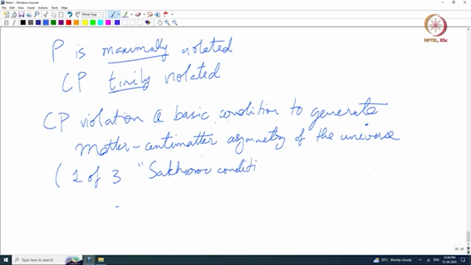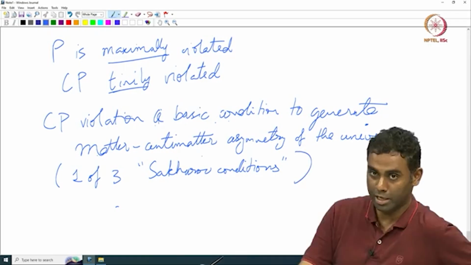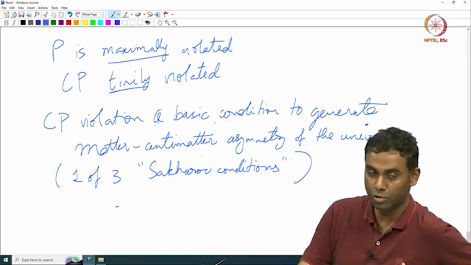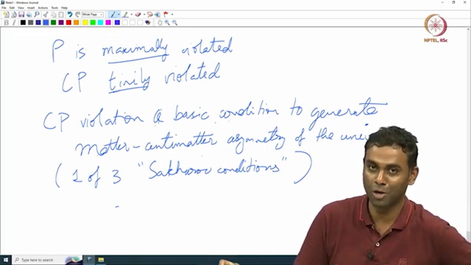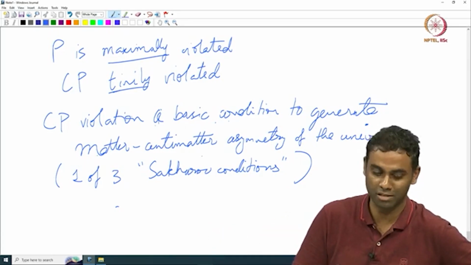Turns out you need C violation, CP violation, and all processes in the early universe to be out of equilibrium. These are the 3 conditions. We are not going to go into that here, but it is one of the 3 basic conditions that you need to create that matter-antimatter asymmetry. If there had been no CP violation, matter and antimatter would have been of the same abundances, and then they would all have annihilated. There would be no galaxies to talk about and no us to think about these things, right?